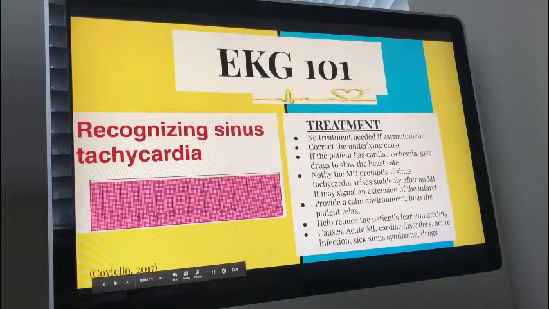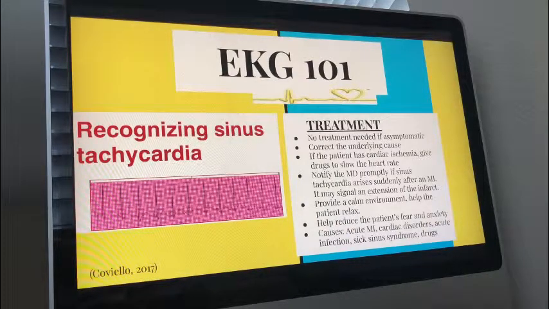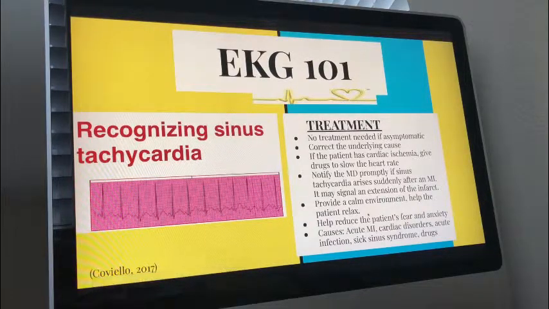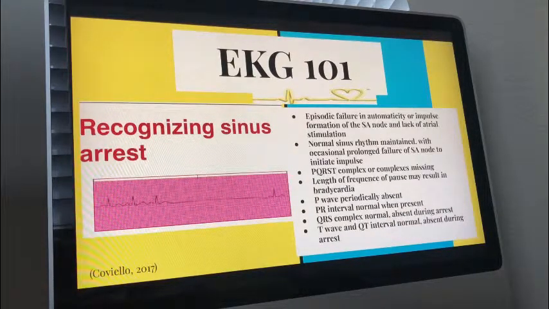No treatment is needed if asymptomatic, but we have to correct the underlying cause. If the patient has cardiac ischemia, give drugs to slow the heart rate. Notify the doctor right away if sinus tachycardia arises suddenly after a myocardial infarct. It may signal an extension of the infarct. Provide a calm environment.